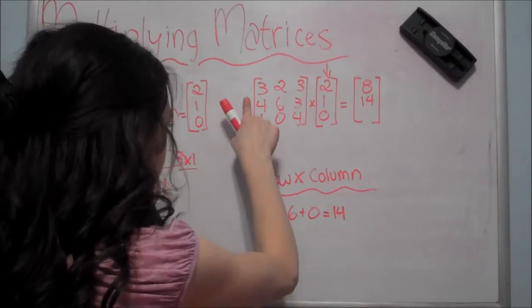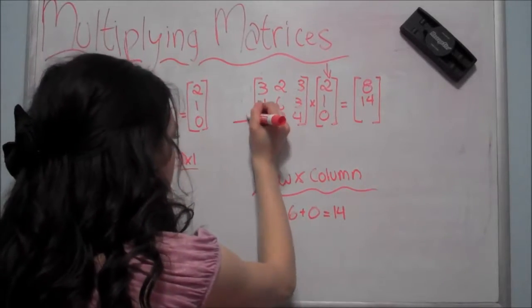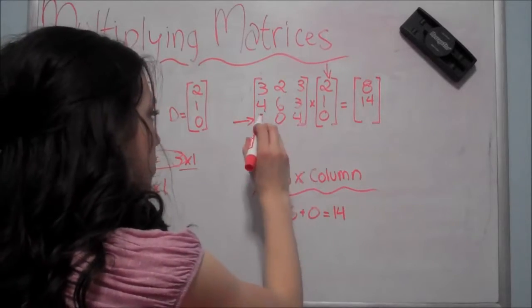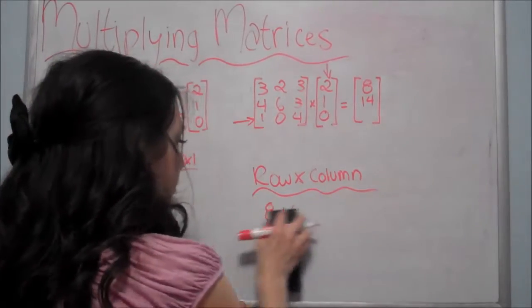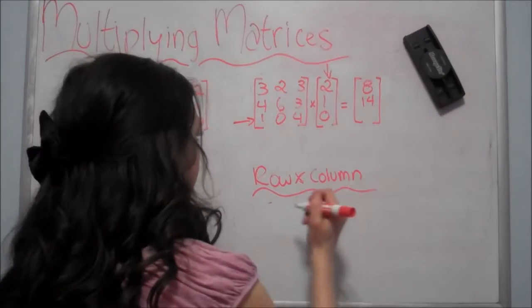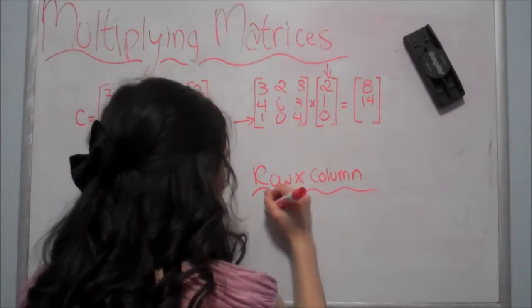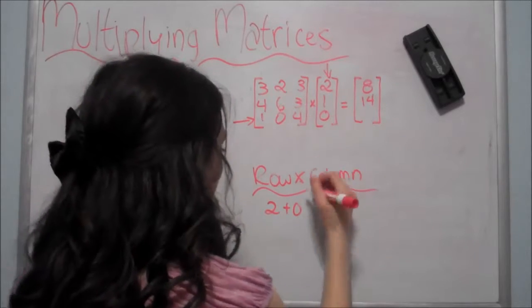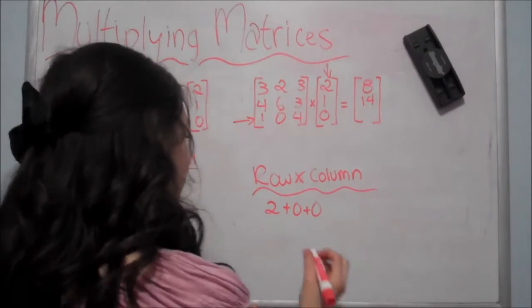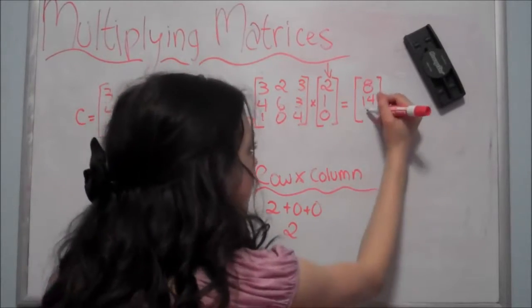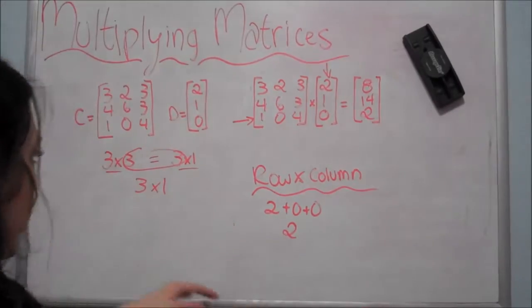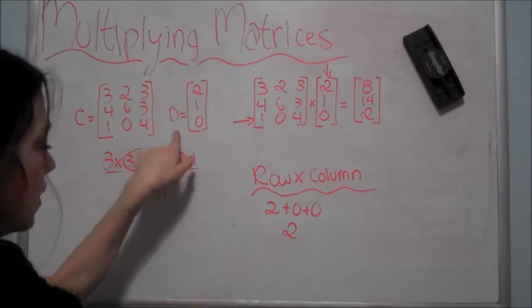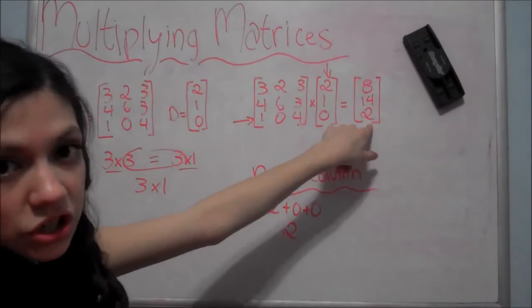Okay, and now we have our final row, which is 1, 0, 4. So 2 times 1 is 2, plus 0 times 1, which is 0, plus 4 times 0, which is 0. So the answer here is 2. So we have 2 at the bottom row. So we know that matrix CD equals 8, 14, 2.